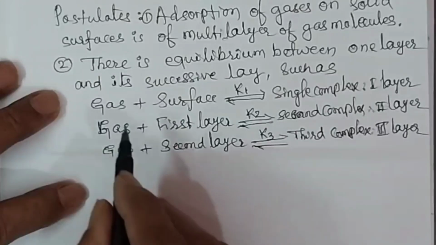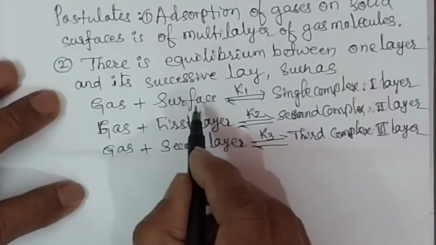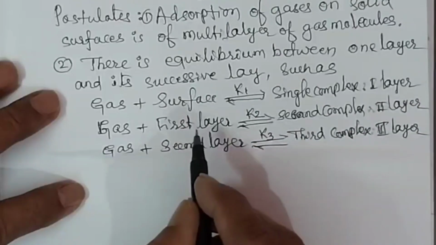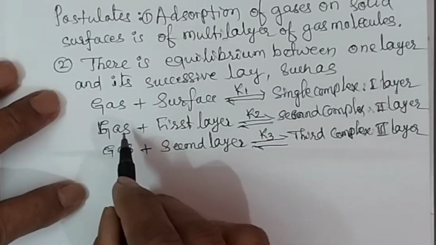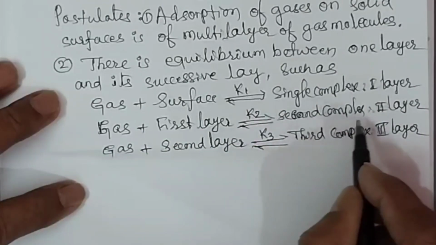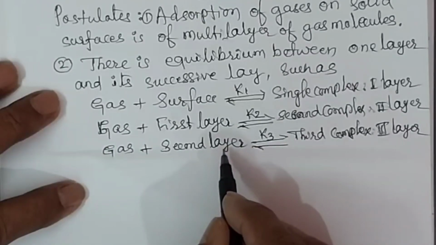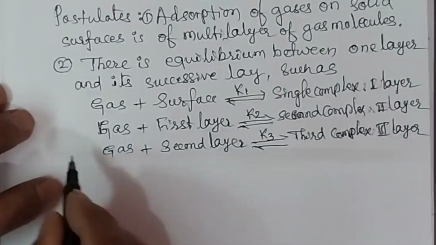In this way, one molecule adsorbs on the free surface at the site and forms the first layer, and on the first layer another layer adsorbs and the second layer is formed, and another layer of gas molecules adsorbs on the second layer and the third layer is formed.